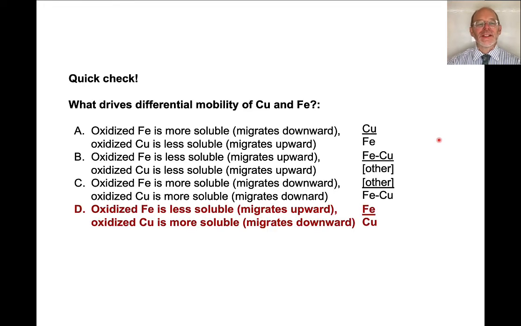And the answer here is that oxidized iron is less soluble, so it migrates upward and is deposited under oxidizing conditions. Oxidized copper is more soluble, so it migrates downward and is precipitated under more reducing conditions. And this gives rise to a layering of metals where iron is concentrated towards the surface, copper is concentrated towards the subsurface.